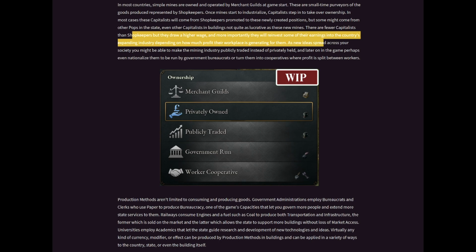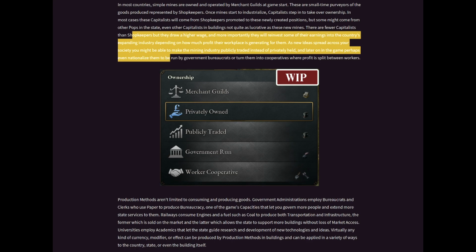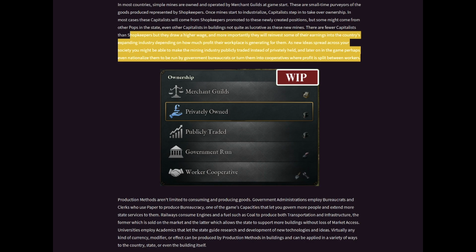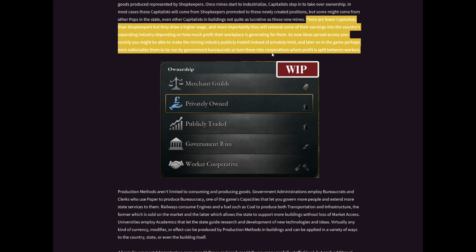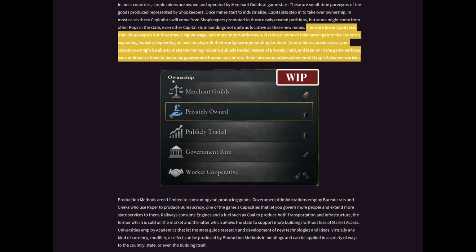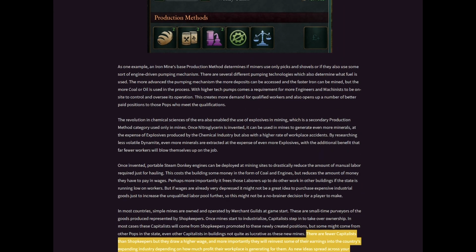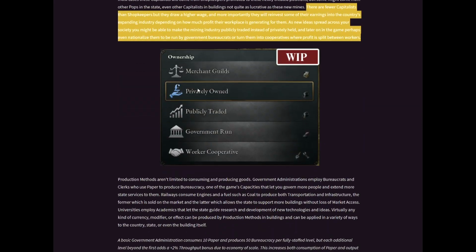As new ideas spread across the society, you might be able to make the mining industry publicly traded instead of privately held, and later on in the game perhaps even nationalize them again to be run by government bureaucrats, or turn them into cooperatives where profit is split between workers. Like in communism. There's something to that, right? To have more control over the production process, you might do that. So you can see here, that's an example of the ownership. That's that legal thing here. Merchant guilds, privately owned, publicly traded, government run, worker cooperative. These are all options for that.